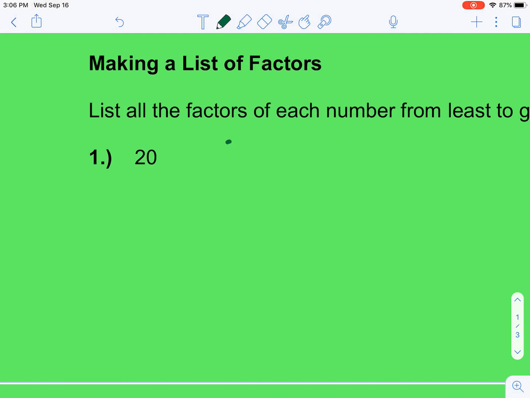So here is how I would recommend creating a list of factors. I always start with our number, 20. Okay? 1 times what number gives me 20? Right, that's easy. 20. Now I just like to go in order.